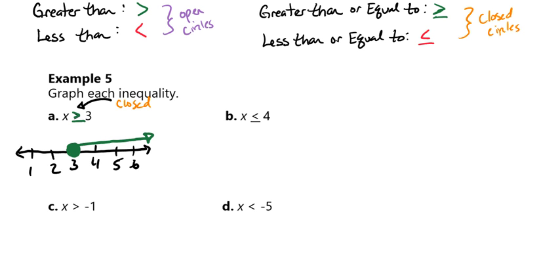Let's try this next one. Here we have x is less than or equal to 4, so less than or equal to. And if we look at this, we see that that is going to give us a closed circle. So we'll set up our problem. So 4, 5, 6, 3, 2. We'll have a circle at 4 that is closed, and then our arrow will point towards all the numbers that are smaller than 4.